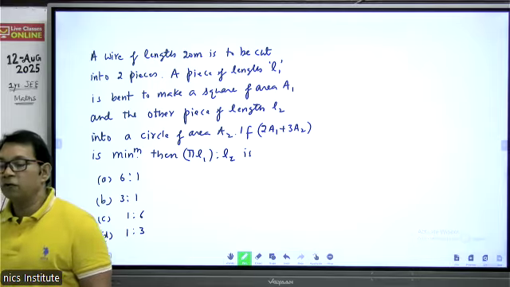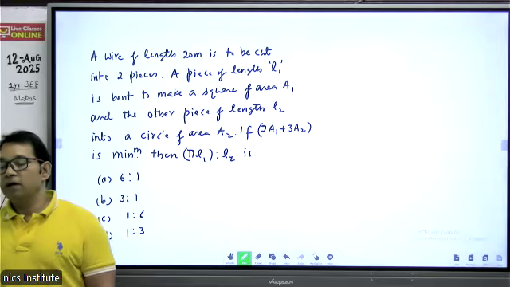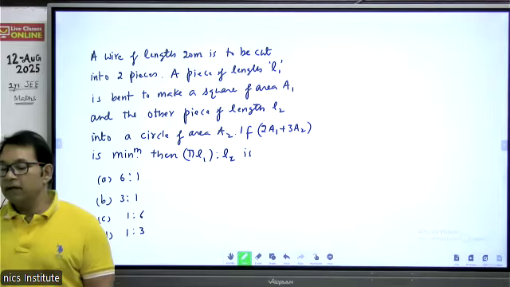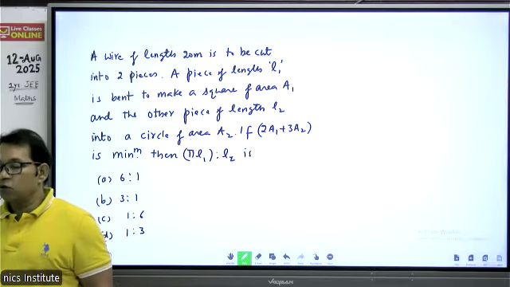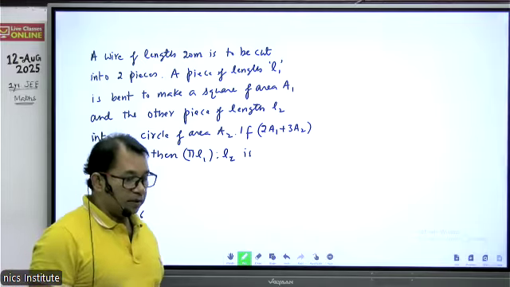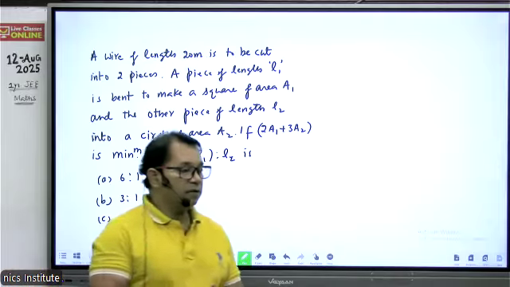A wire of length 20 meters is to be cut in two pieces. A piece of length L1 is bent to make a square of area A1, and the other piece of length L2 is bent into a circle of area A2. If twice A1 plus 3A2 is minimum, then pi L1 is to L2 is. It's a doable question. Don't make silly mistakes. You must have done a similar question.